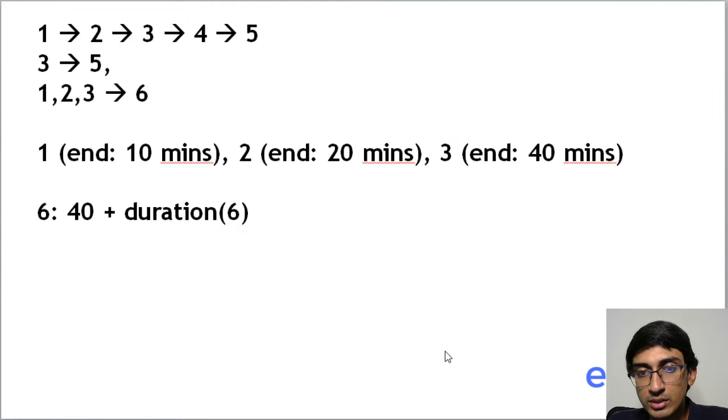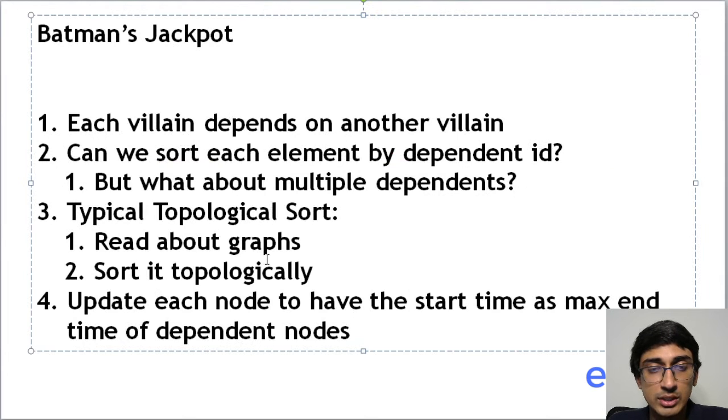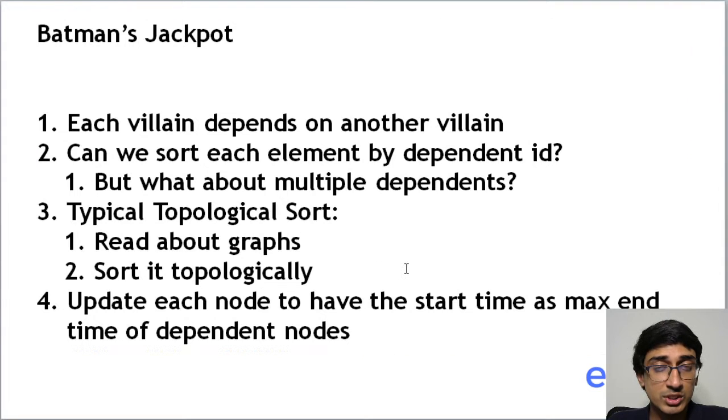So that's what this question is all about. If you somehow figure out the topological sort of this, then this becomes very easy to do, and that's what you're supposed to do. Once you're topologically sorted, take the end time of the start time of this node.